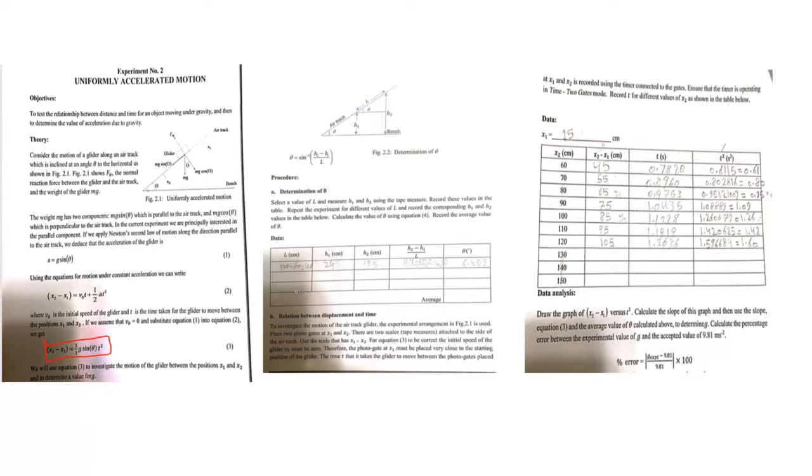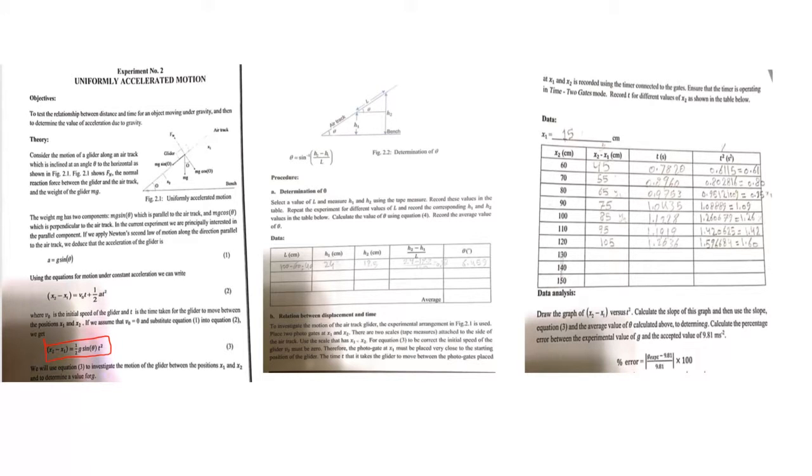So here you have two data tables. In the first data table, you are going to find the value of theta. In the second data table, you are going to find the value of x2 minus x1 and t squared. So after you record the values in this data table, you are going to draw the graph from these values. So that means the second table is very, very important for drawing the graph.